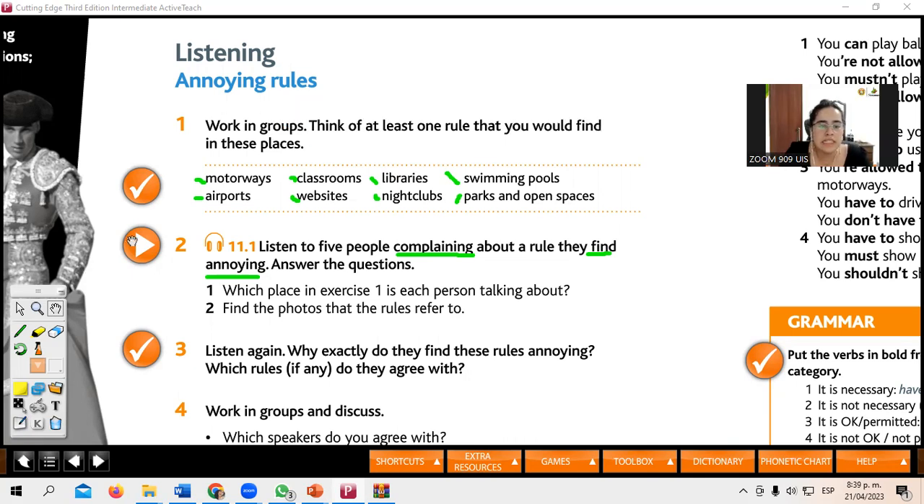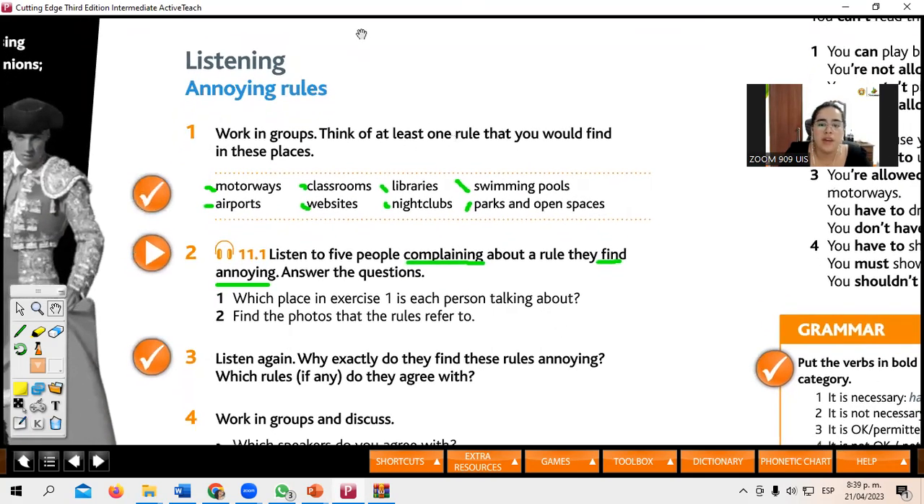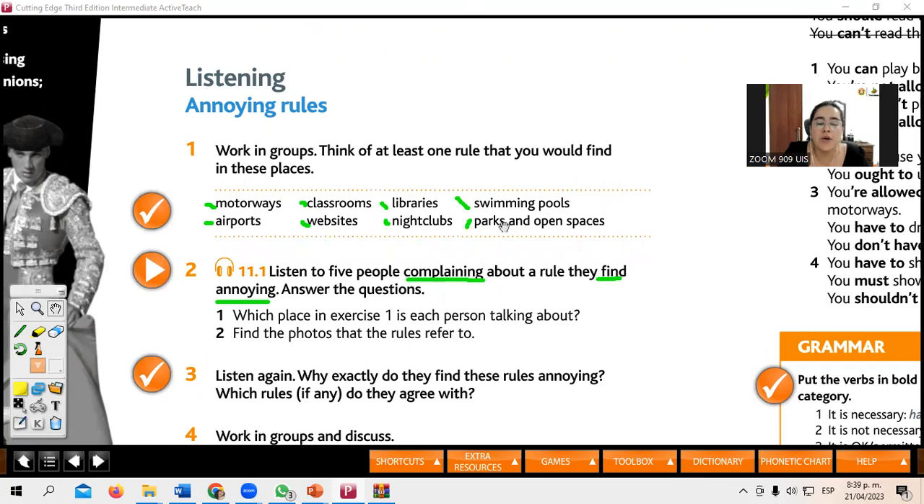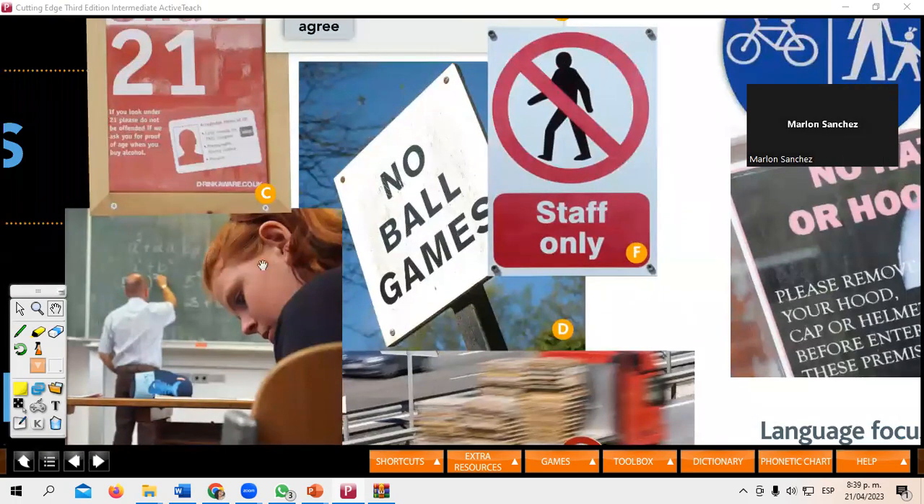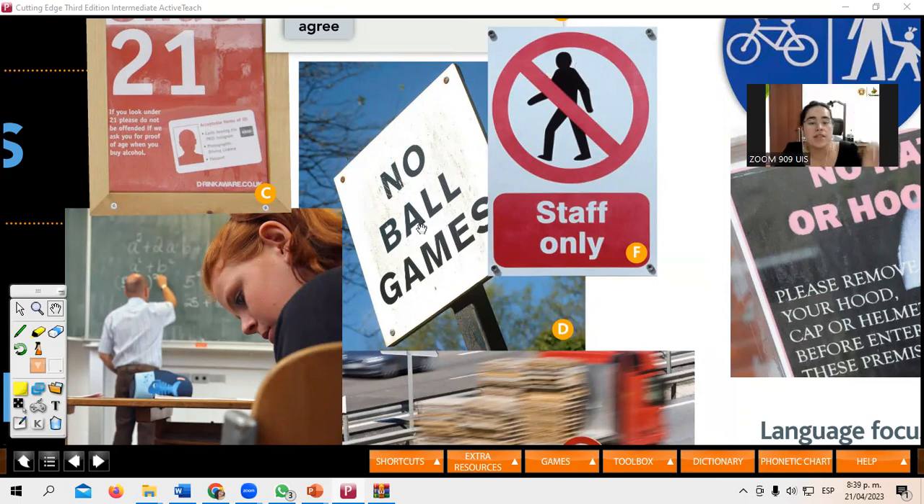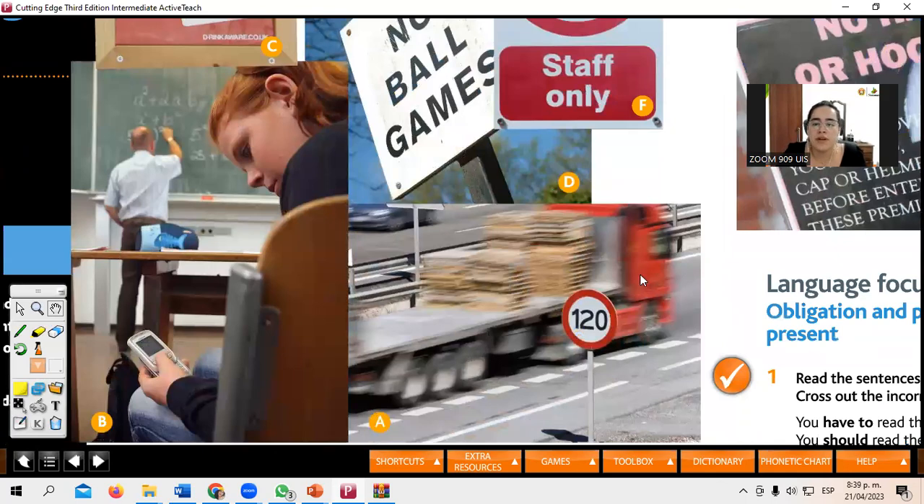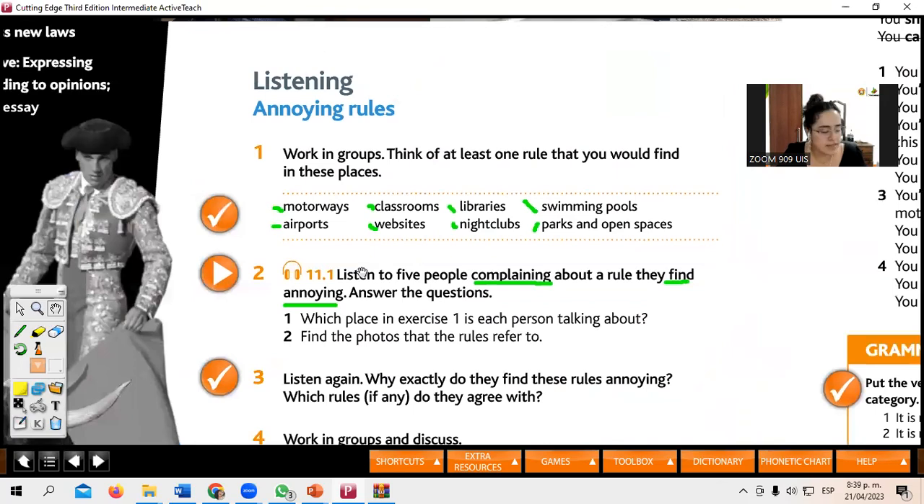Okay, so we have the listening. Now let's check. The first conversation, Marlon, what is the place? What place? Open spaces. Parks and open spaces. Yes. And what is the picture that is referring to? Ball games. So picture D. This is picture D, no ball games. All right, good. Number 2, Mendy. What is the place and the picture?